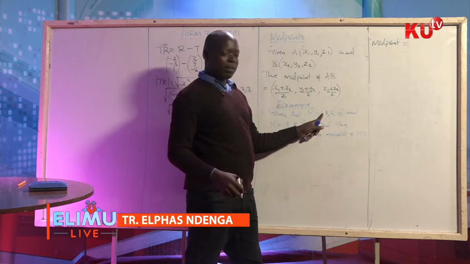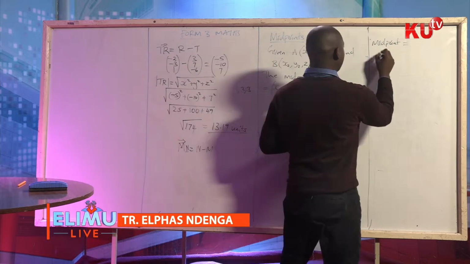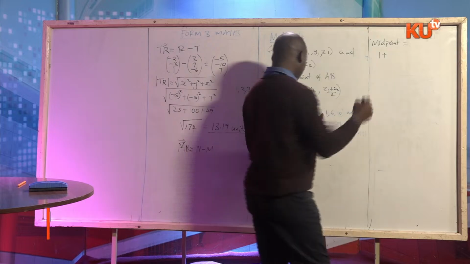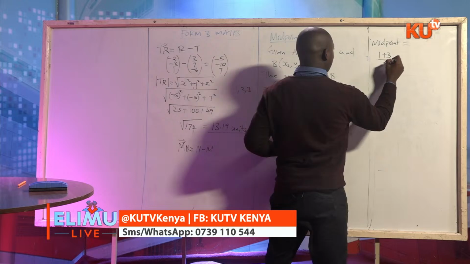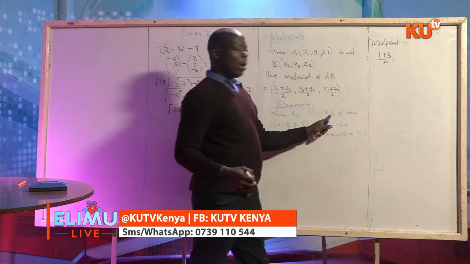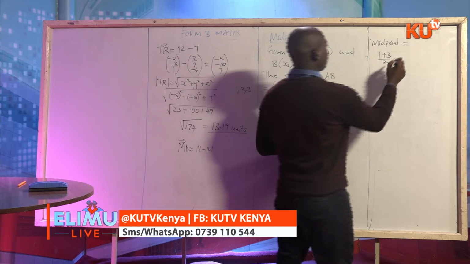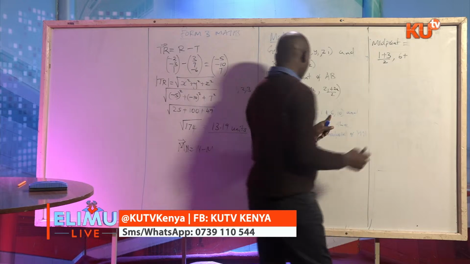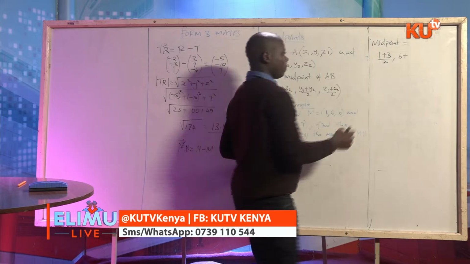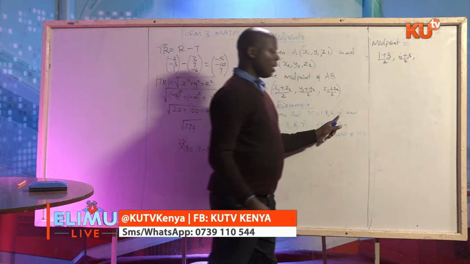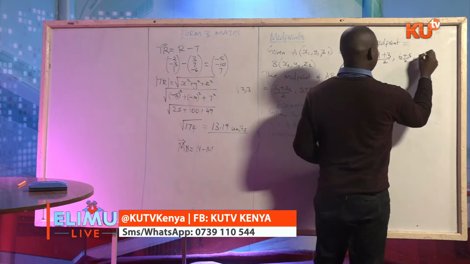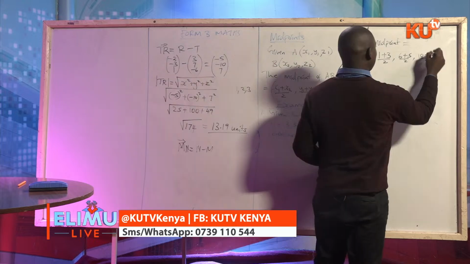X1 is 1. X2 is 3. Divide by 2. Y1 is 6. Y2 is 5. Divide by 2. 10 plus 7, 10 plus 7 divided by 2.